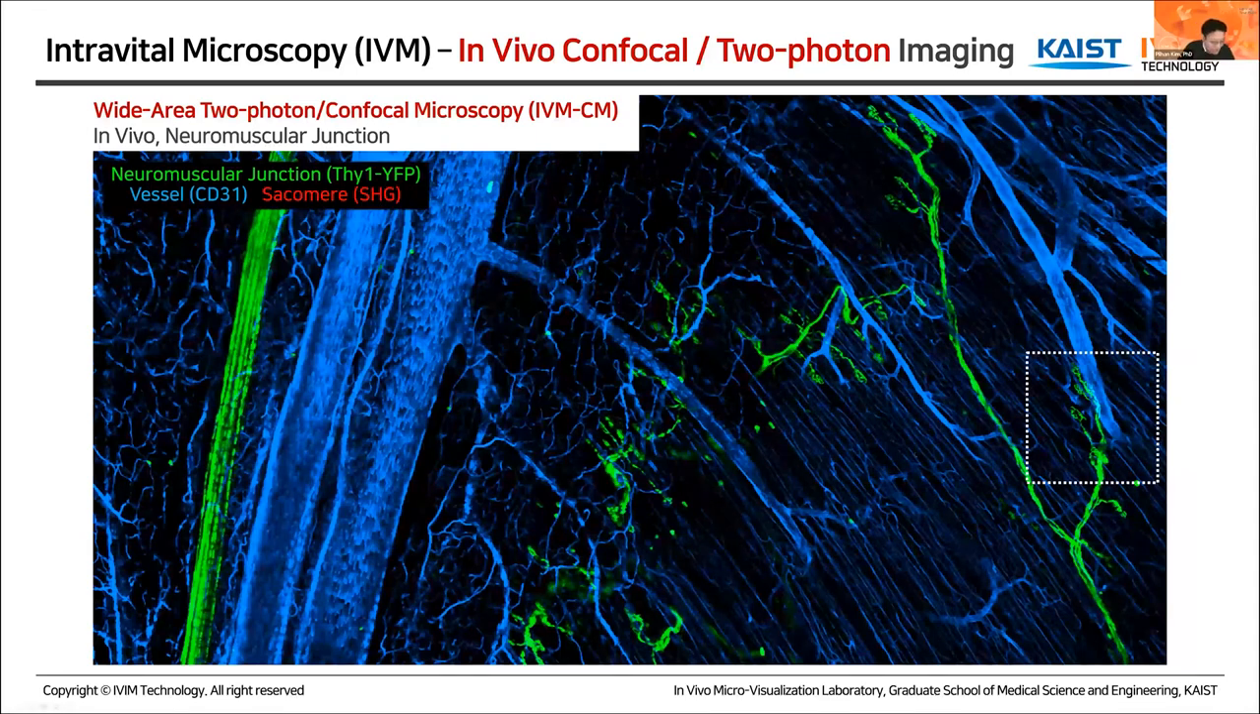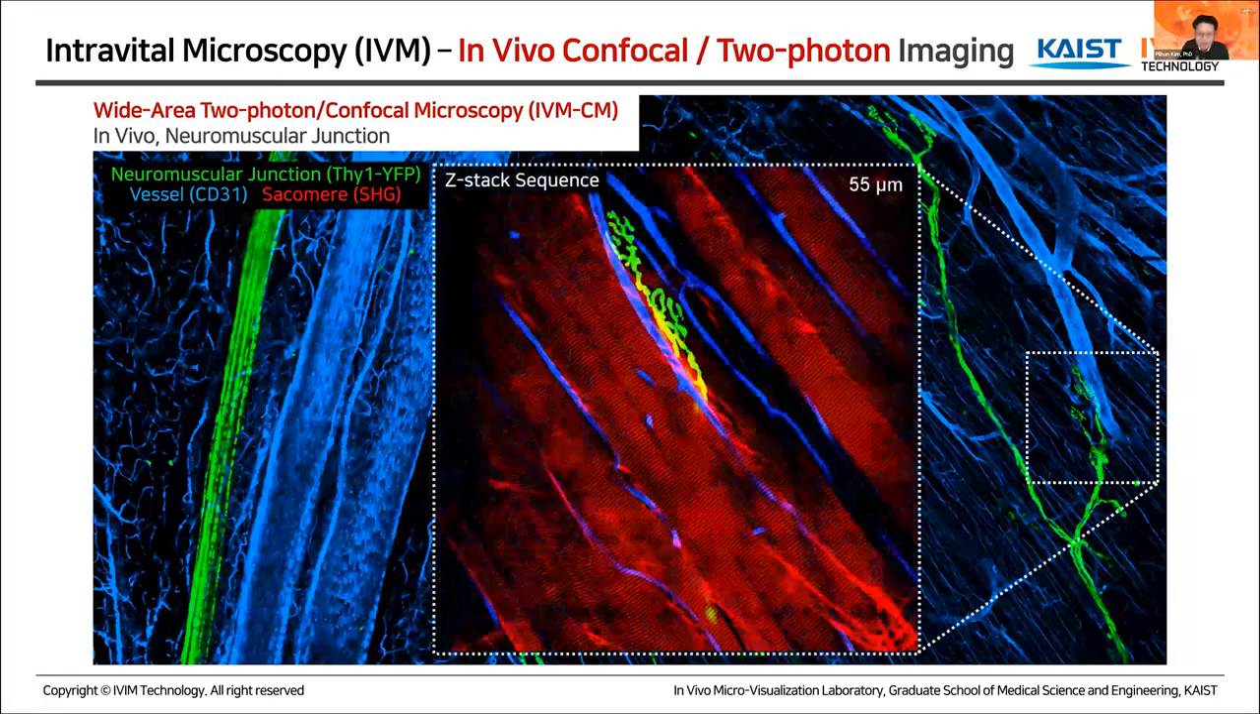In this particular example, we imaged a transgenic mouse, the Thy1-YFP. So this peripheral nerve expresses yellow fluorescent protein. And the blood vessel was labeled using an antibody conjugate and is pseudo-colored in blue.